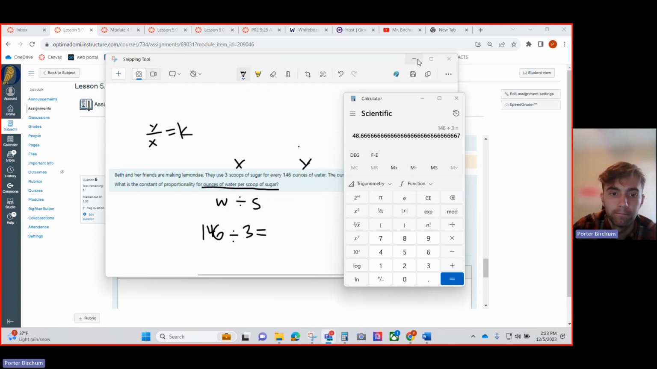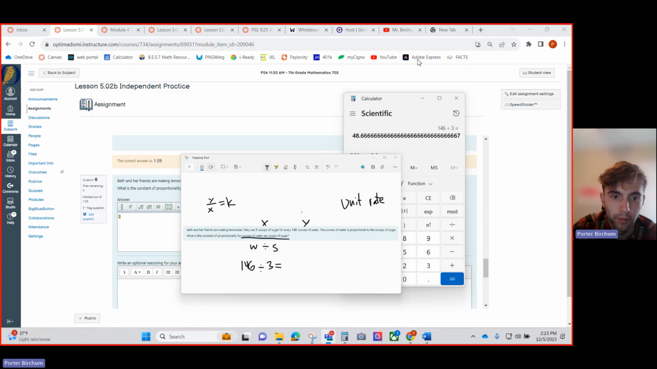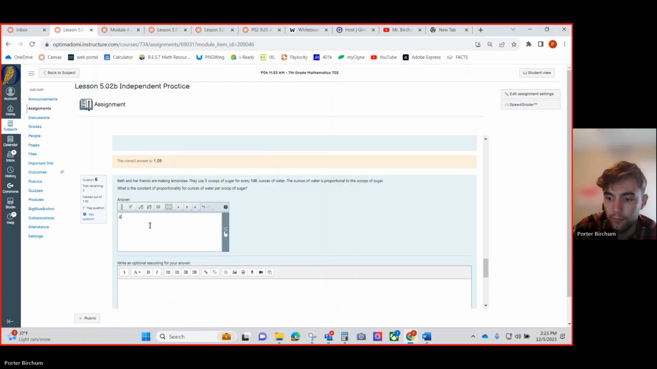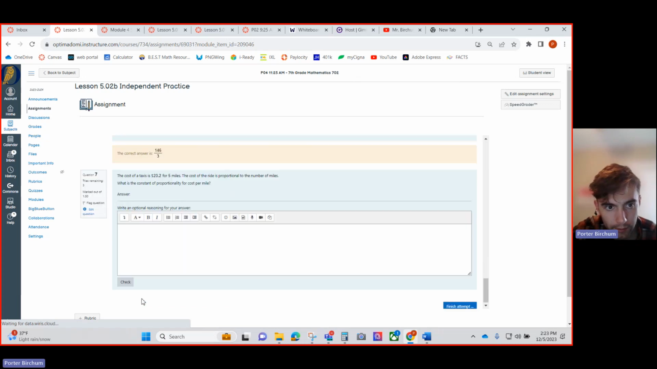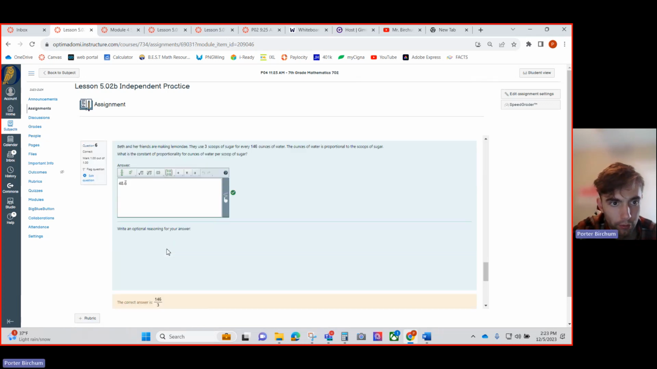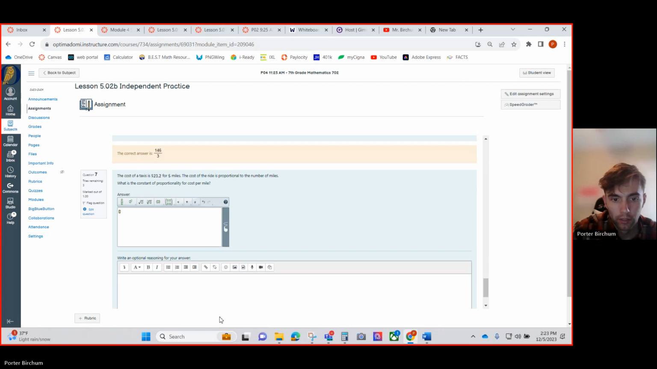48.6 repeating. Point. And then I have to click my special arrow button and then click on the repeating. There we go. 48.6 repeating. Come on. Nice. Could have also written it as a fraction.